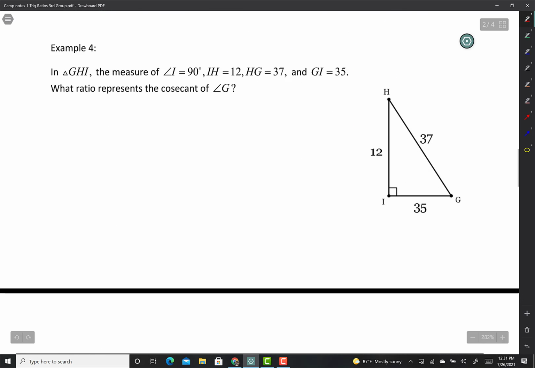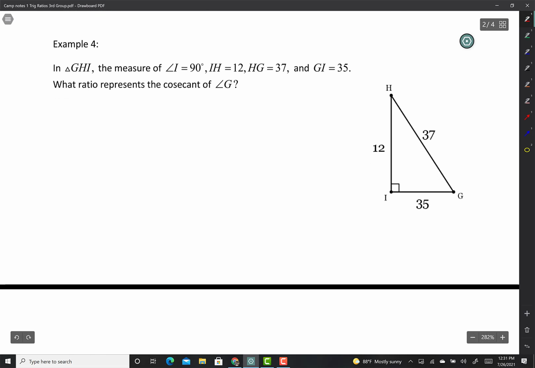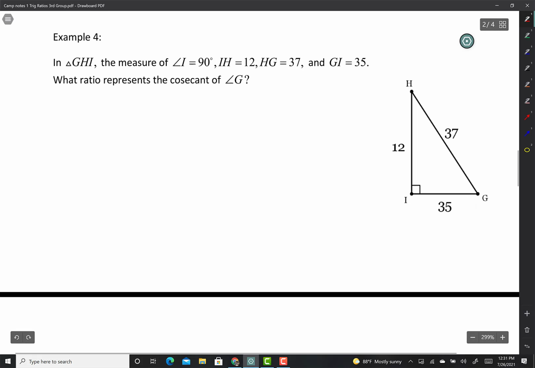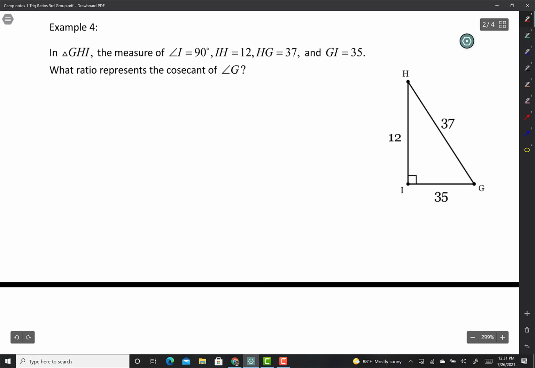Which question did we leave off on? All right, check it out. Ready, miss? You're gonna be beast on this one. It says triangle GHI, and then they give us all this information, and they don't have to, but they did. And they want cosecant of angle G. So I'm gonna write SOHCAHTOA.